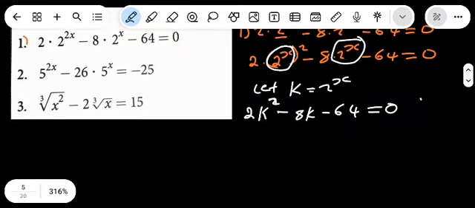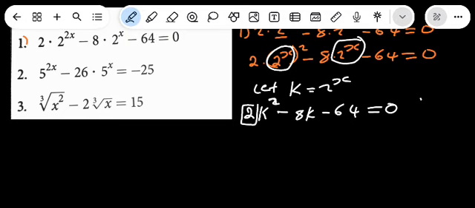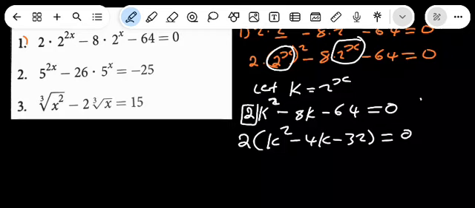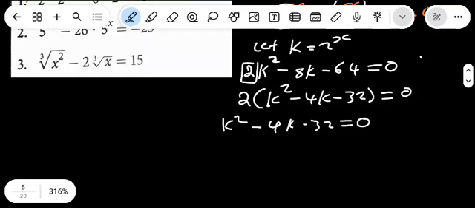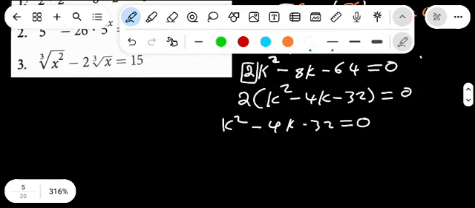So here we have the common factor of 2. We can take out 2 as the common factor there: 2 times k squared minus 4k minus 32. This must be equal to 0. So if you divide by 2 throughout, you'll have k squared minus 4k minus 32 equal to 0. So we have this now, and we can solve for k.